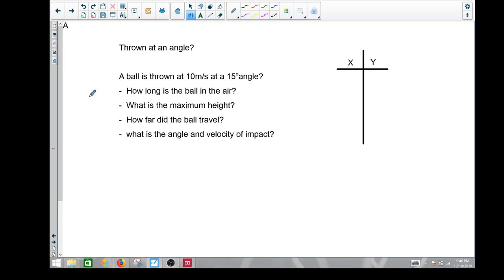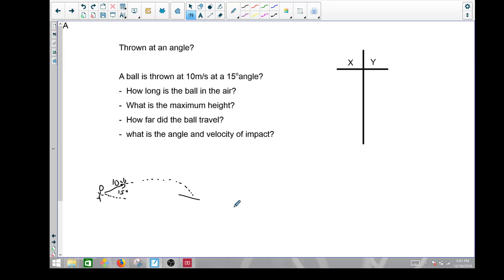Now, for this particular problem, I'm going to throw the ball at an angle. The person throws a ball at 10 meters per second, and the angle to the horizon is 15 degrees. The ball is going to travel this kind of pathway and hit the ground, assuming the ground's there. Not the best drawing there, but you got the idea.